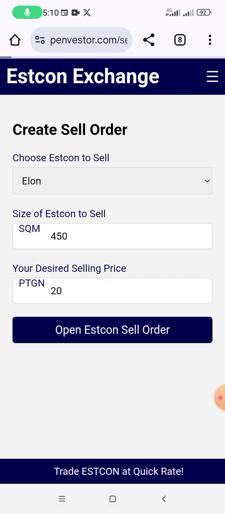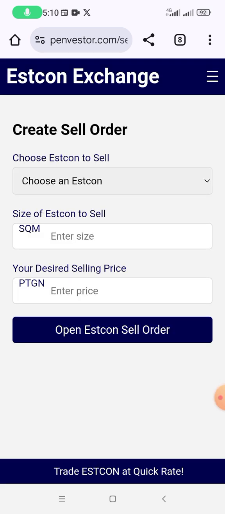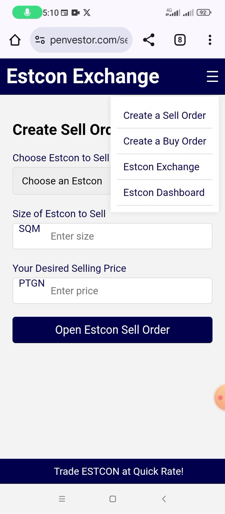So I will just create these two orders. Once I create these two orders, it means that once a person sells to me, I get my 450 PTGN back, and I'm going to sell to another person at 20, and I make my profit. Once I get that money, I will still create another order again. That's how the process works. So I've created it now. They are going to charge me 1 PTGN for that order. So I will have like 39.